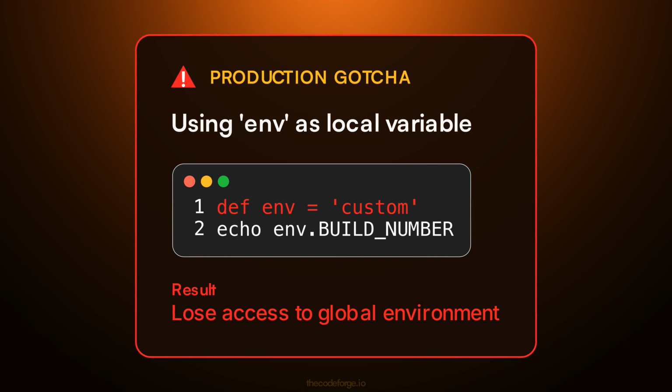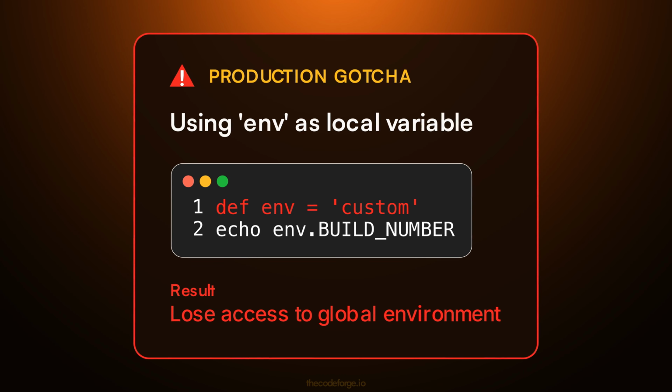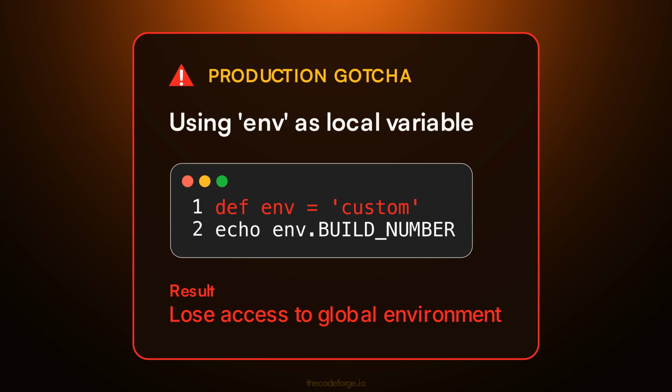Setting env as a local variable shadows the global env object, causing unexpected behavior like losing access to env.BUILD_NUMBER. Rename the local variable to avoid this.